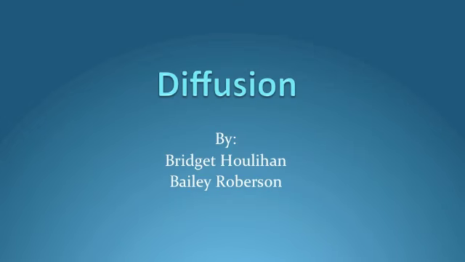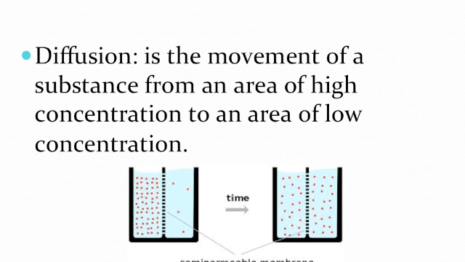Hello class, today we are going to learn about diffusion. Diffusion is the movement of a substance from an area of high concentration to an area of low concentration. In this video, we will cover concepts such as facilitated diffusion, osmosis, and endocytosis.